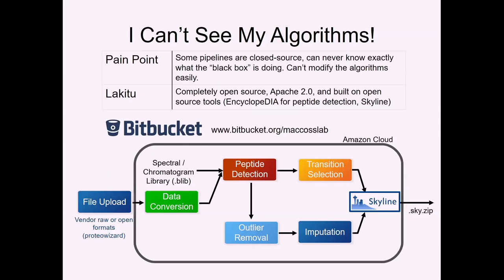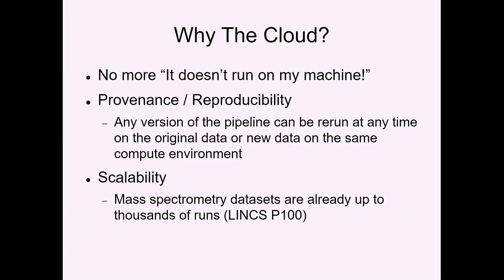And also people ask us, well, why the cloud? When you're talking about complex pipelines on server side tools, there's really no more of this issue of it not running on my cluster or my machine. We also feel it's important for having provenance and reproducibility. Any version of the pipeline can be rerun at any time on the original data or new data using the same compute environment. In theory, it could scale.